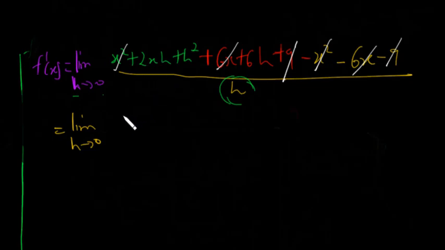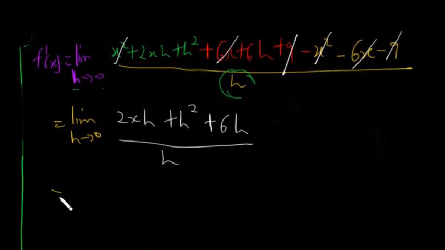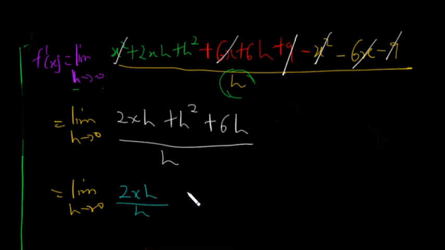So here we are left with 2xh plus h² plus 6h, all divided by h. Yes, we still cannot find the limit. We can't put 0 here because that will be undefined. So what we have to do is simplify further. When we have 2xh plus h² plus 6h all divided by h, we can divide the individual terms by h because they have a common factor. So we can write 2xh divided by h plus h² divided by h plus 6h divided by h.